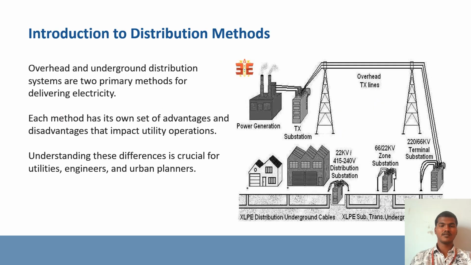Introduction to distribution methods. Overhead and underground distribution systems are two primary methods for delivering electricity. Each method has its own set of advantages and disadvantages that impact operations. Understanding these differences is crucial for utility engineers and urban planners.